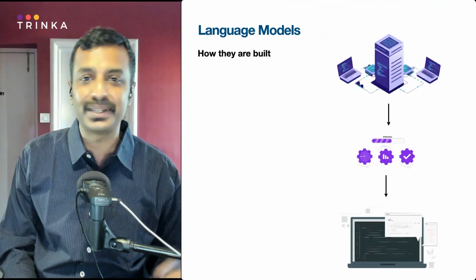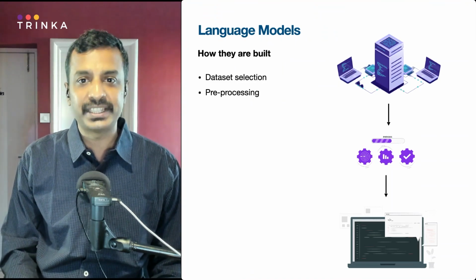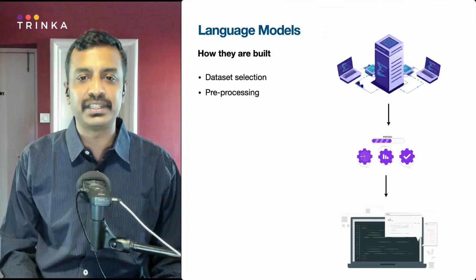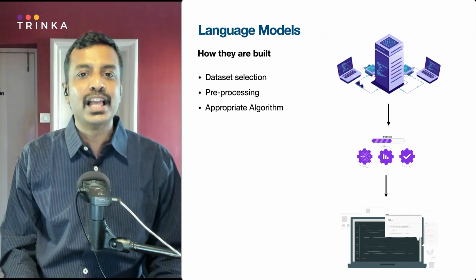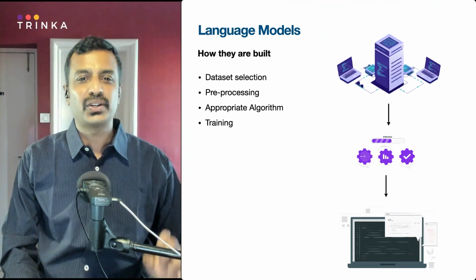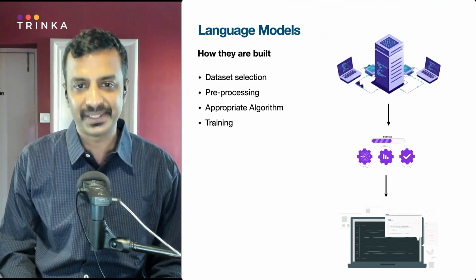Now, building a language model involves several steps, including selecting an appropriate data set, pre-processing the data to remove noise and irrelevant information, and selecting an appropriate algorithm to analyze the data. Once the model is built, it must be trained on a large amount of text in order to learn the patterns and relationships between words.